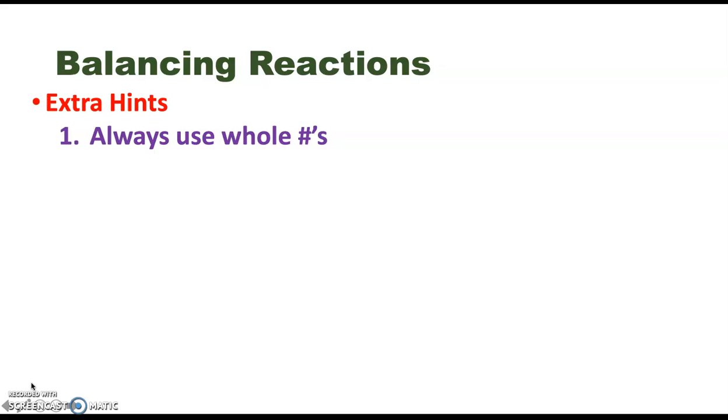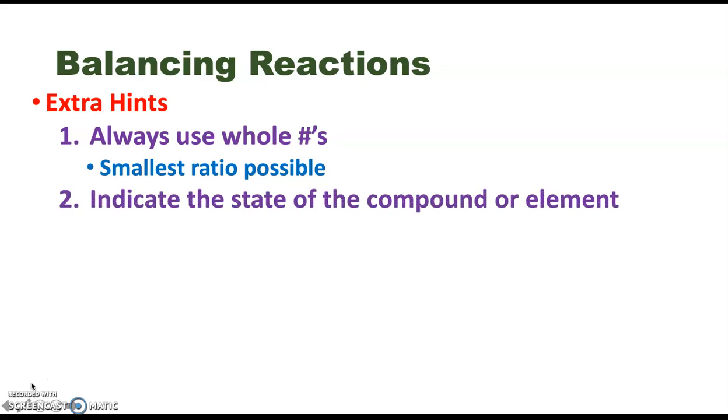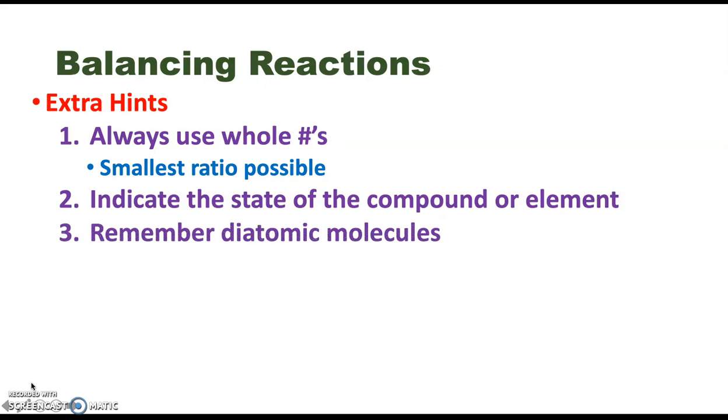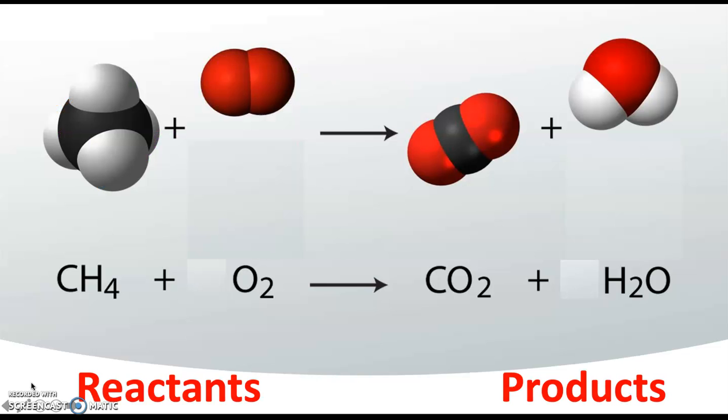Always use whole numbers. You need to use the smallest ratio. So if you come up with a set of coefficients that can be reduced, or simplified, you need to simplify them. Indicate the state of the compound or element. This isn't actually useful for balancing yet. This will come in handy when we predict products and do solubility. Remember diatomic molecules. Again, those will actually come in handy more when we do predicting products.